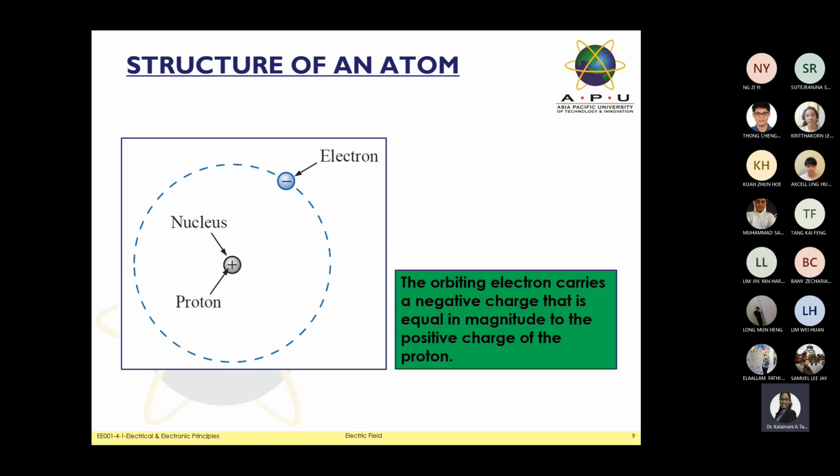See one more part here. This is the same thing, based on the electron and the proton, and very specifically based on the nucleus. Where we see the circle form, shown as a dash line, this dash line we also call an orbit. An electron carries a negative charge that is equal in magnitude to the positive charge of the proton. You can see they are using the word magnitude here.